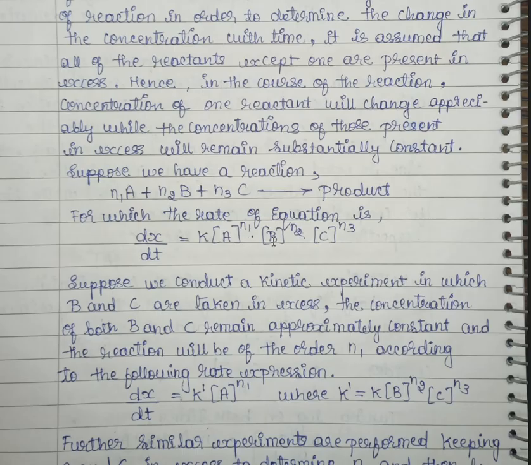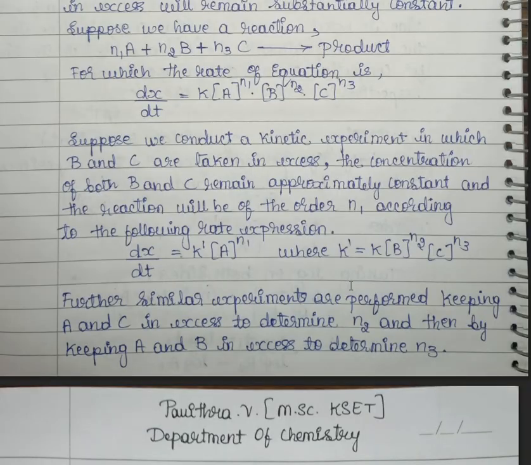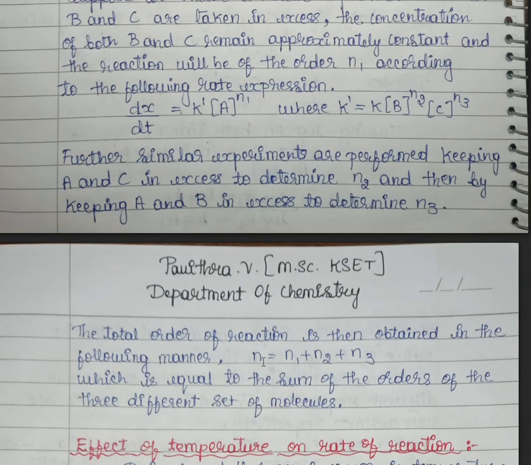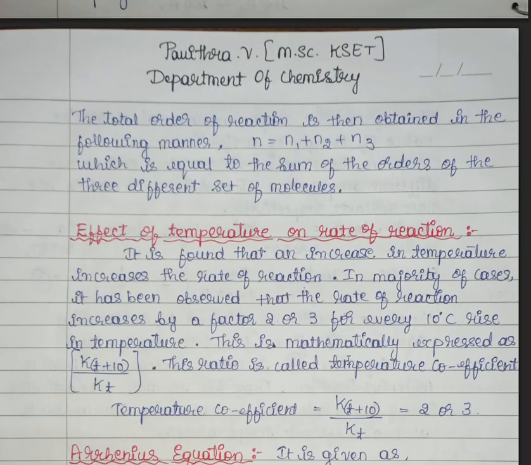Similarly, in case 2, to calculate n2, we are taking A and C reactants in excess, so that the change in concentration can be neglected. We can concentrate only on the change in concentration of reactant B, so that we can calculate n2. Similarly, to calculate n3, we are taking A and B in excess. Substituting the overall results, the overall order of a reaction will be equal to n1 plus n2 plus n3. This method is called the isolation method.